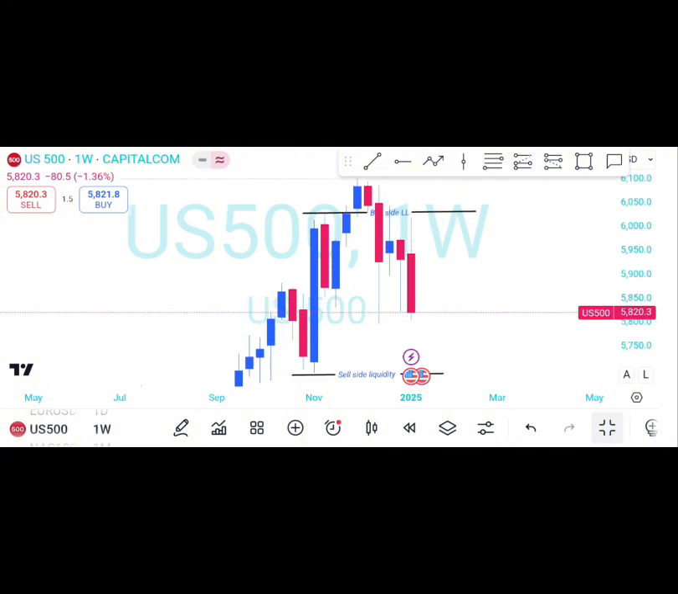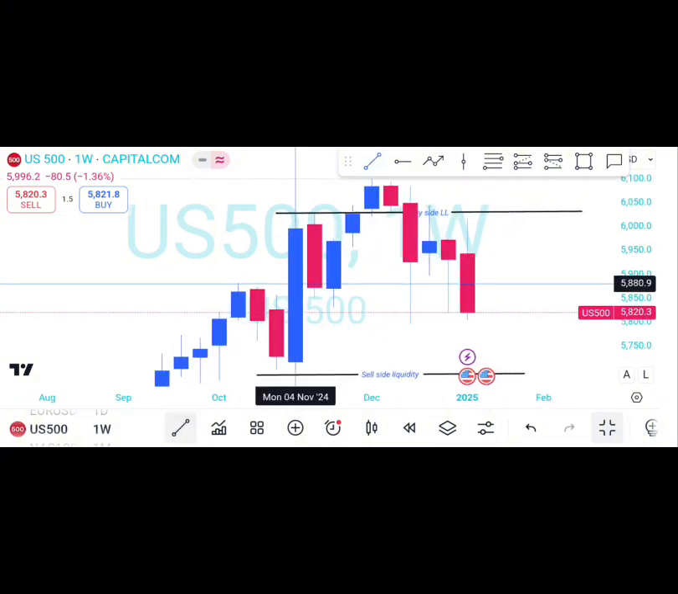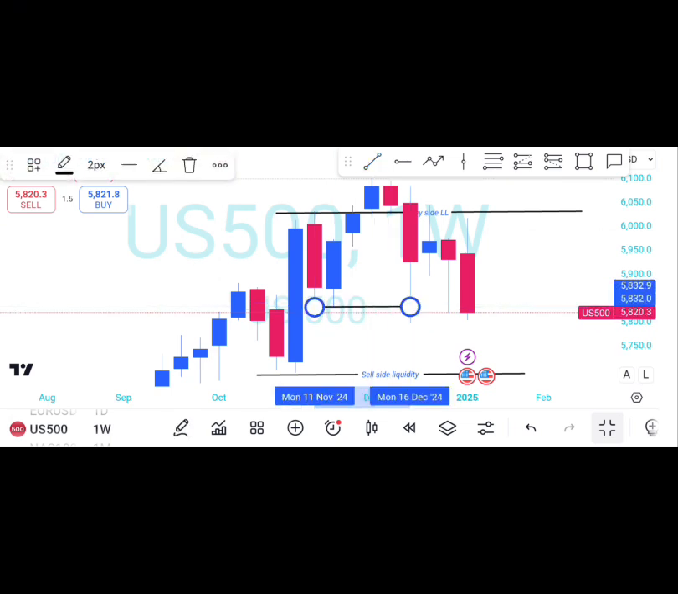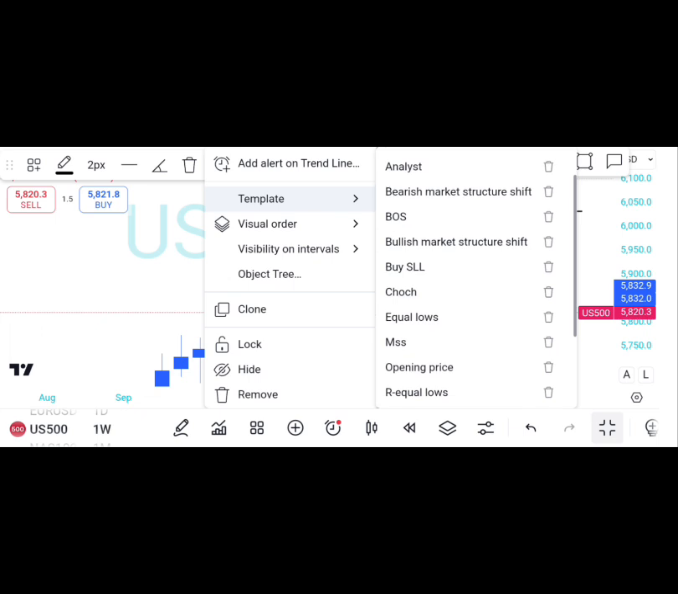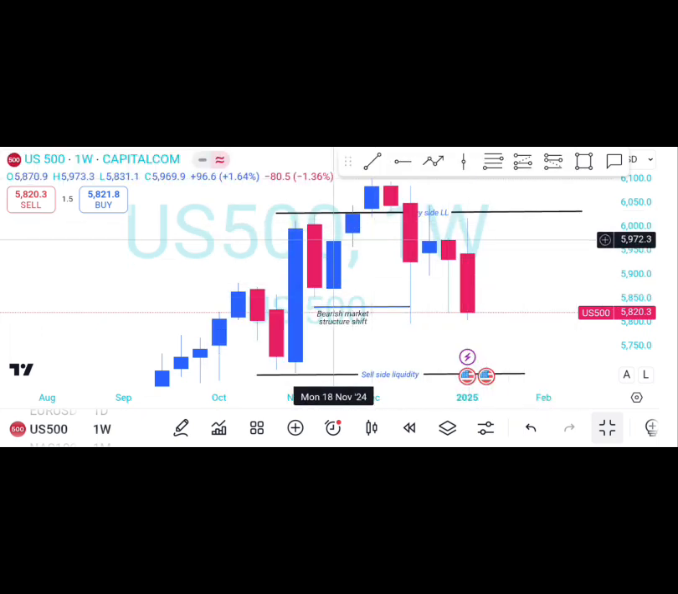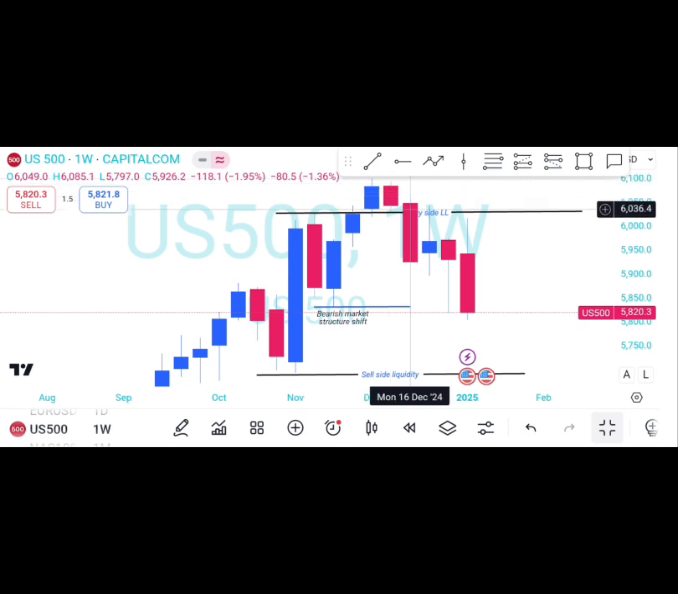And what I saw price do is give us a bearish market structure shift. Within the weekly time frame, I had to look for an FVG, which did not form. So price took out buy side liquidity and gave us that bearish market structure shift. What I was looking forward to was that weekly FVG, which did not form.